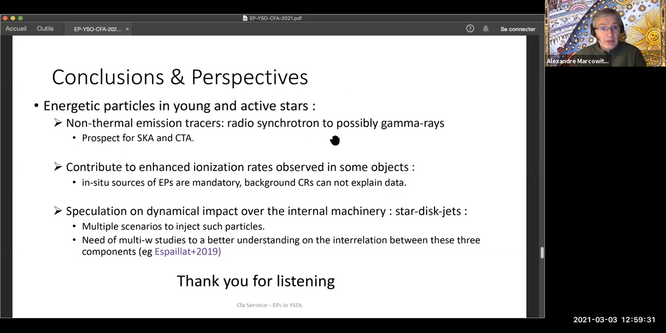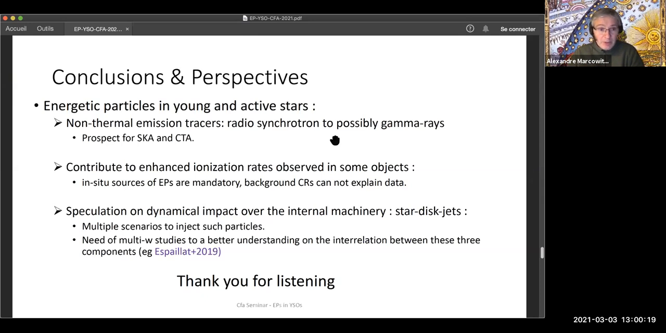But I want to give you some messages. You have non-thermal emission tracers, which are radio synchrotron emission and possibly gamma rays, which are interesting prospects for SKA and CTA in these objects. I tried to show you that energetic particles can help to explain some enhanced ionization rates in some objects. And I think it's mandatory that in situ sources of energetic particles are present if we want to explain this data.